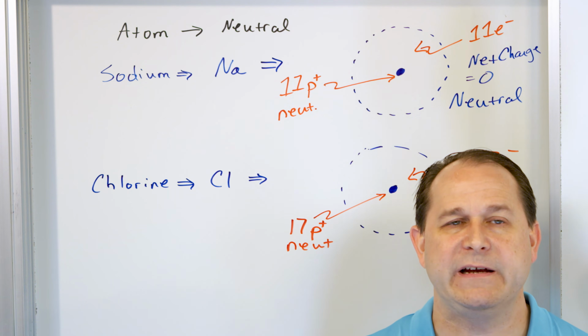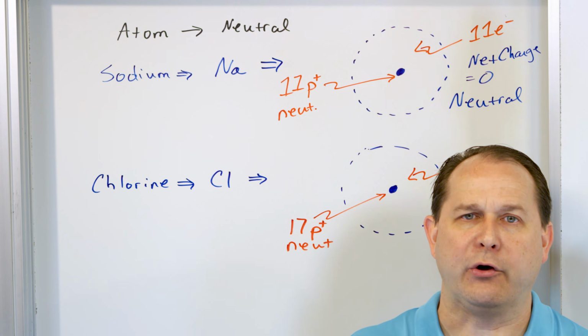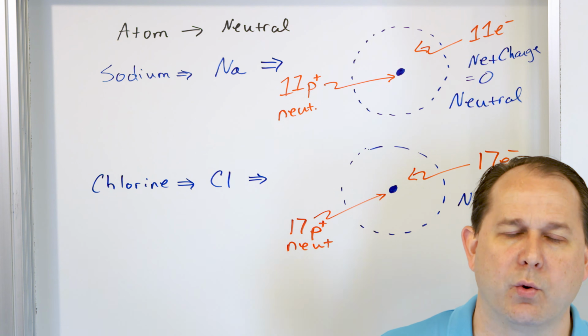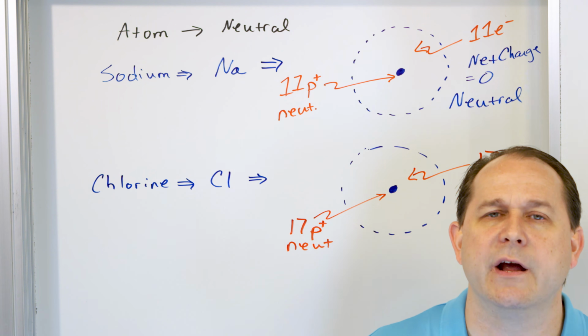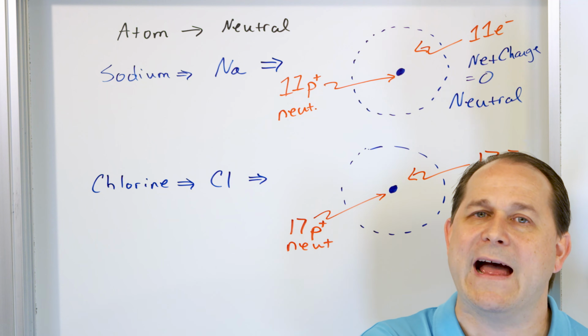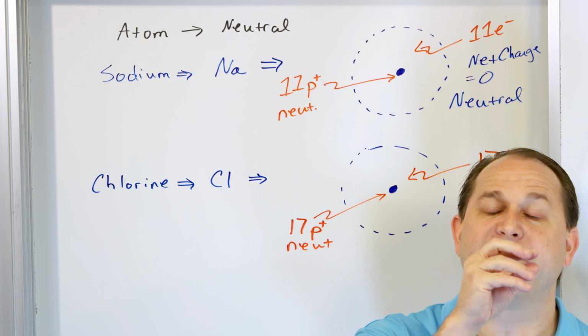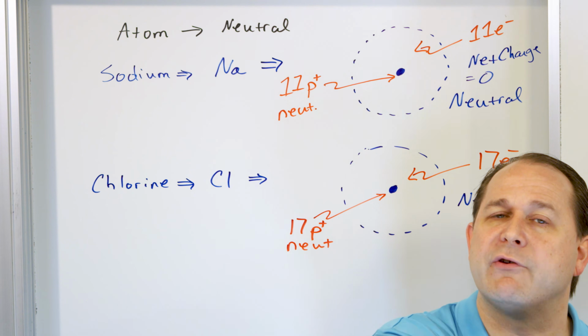So anytime you see the sodium ion or the rubidium ion or the iodine ion, you know that it's basically just an atom from the periodic table with either some electrons removed or some electrons added.